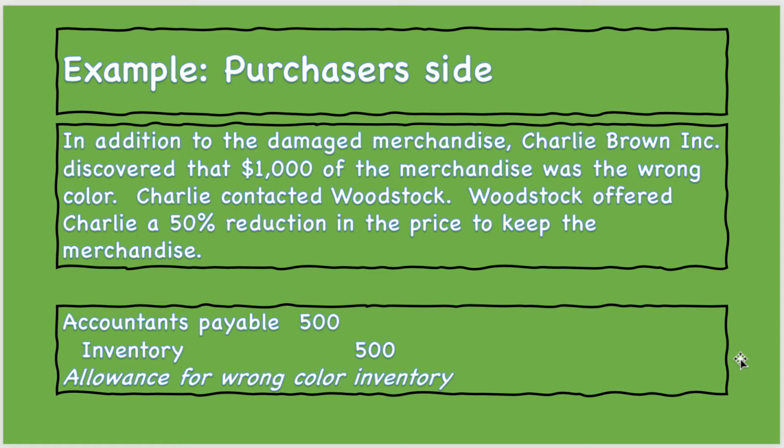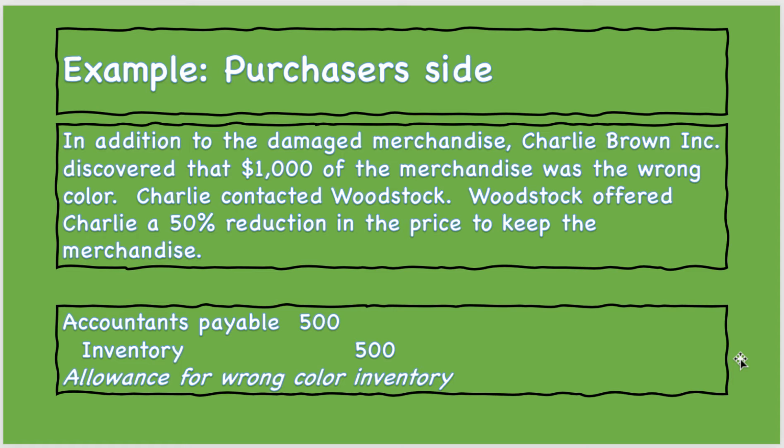the wrong color, right? We ordered canary yellow. They sent us forest green, right? Of whatever the merchandise is. Well, it's the wrong color. We don't want it. So we contact Woodstock and we say, hey, Woodstock, you know, we wanted canary yellow. You sent us forest green widgets.